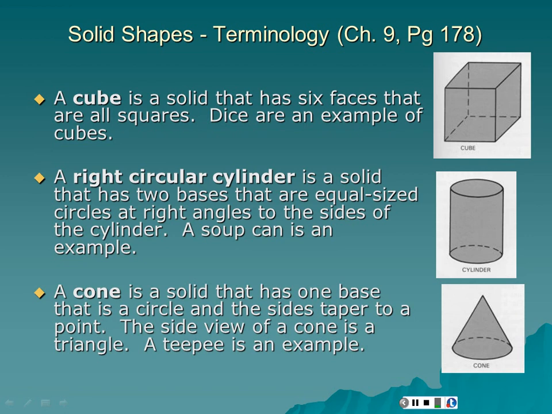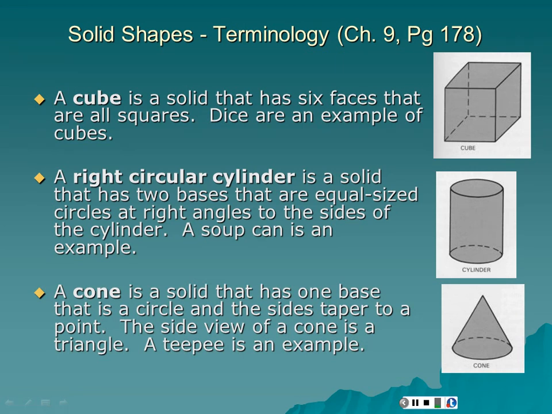Top and bottom. And they are equal size circles and at right angles to the side of the cylinder. Because if you think, there should be a right angle, right? Between this edge and that base. The base is here and then the edge is here, right? So that is a right angle. So you can think like that.